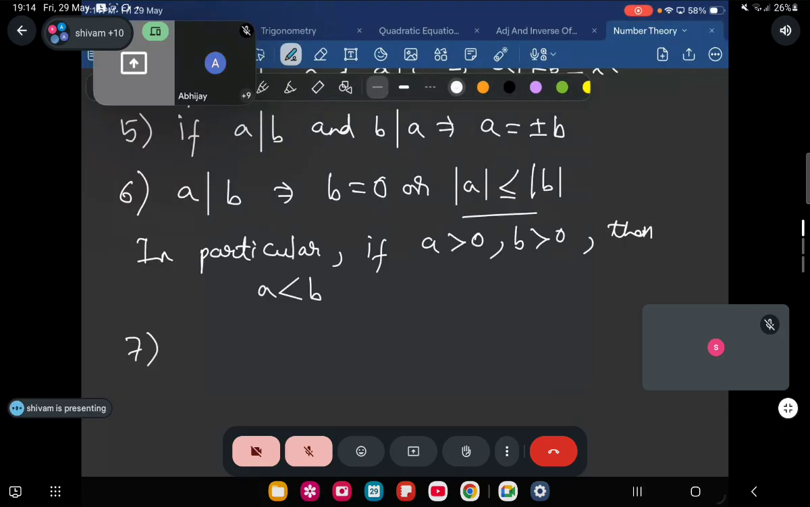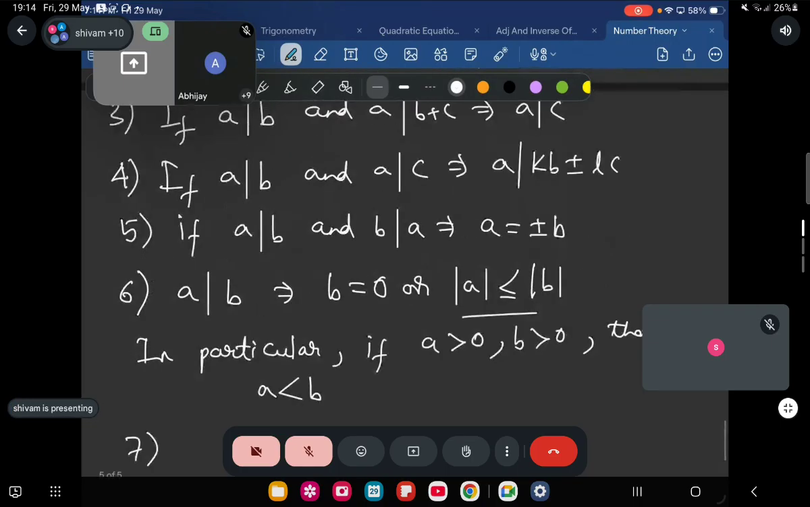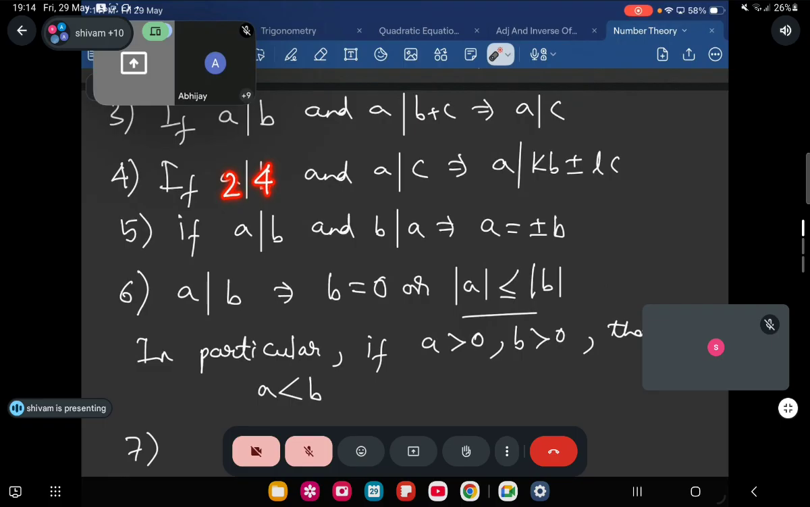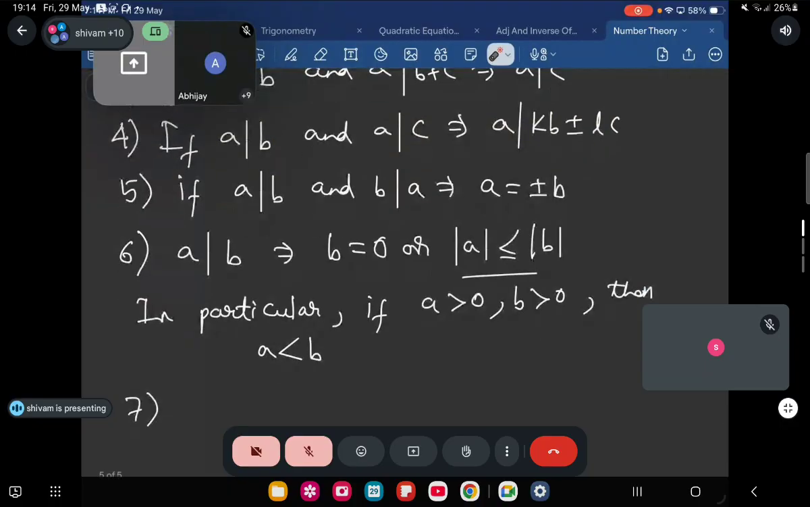For proofs of numbers 4 and 6, I'll just tell you with numbers. Let's see: 2 divides 4, yes. 2 divides 8, yes. Can I say 2 divides 4 into 5 plus or minus something? They are very simple. You just take numbers and you will get it.